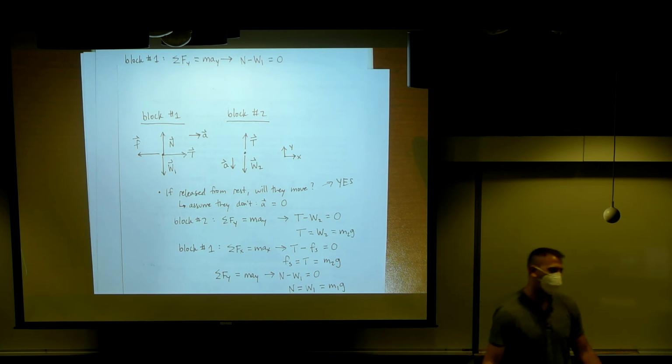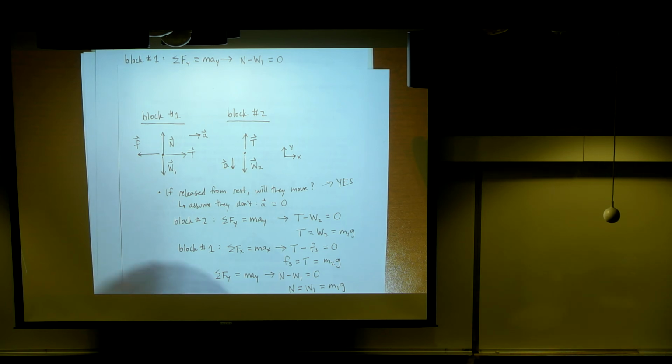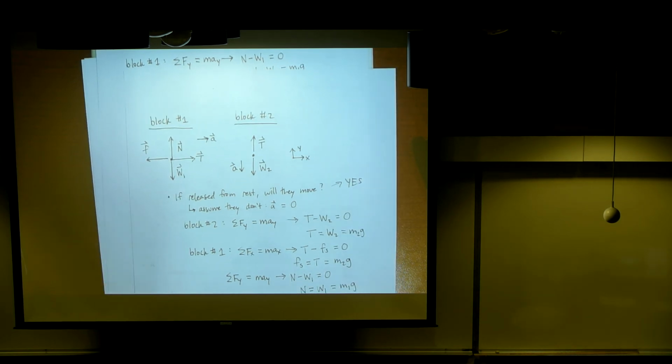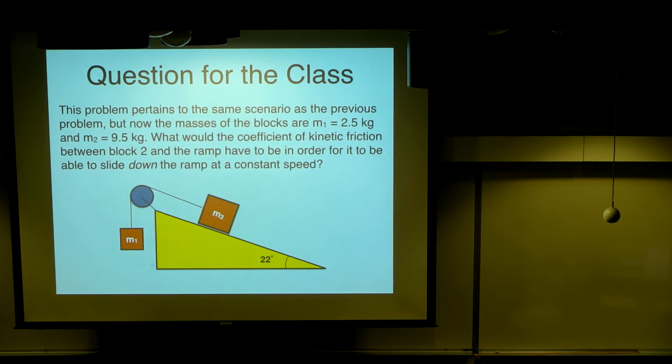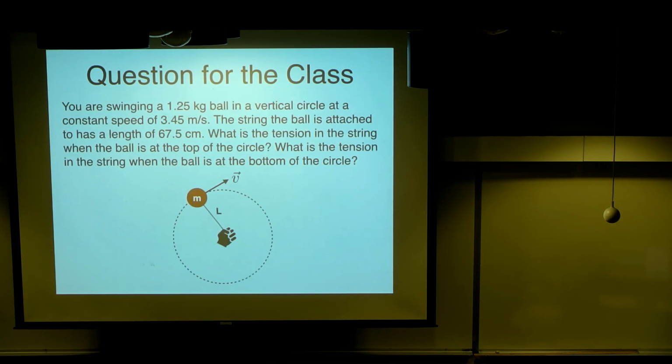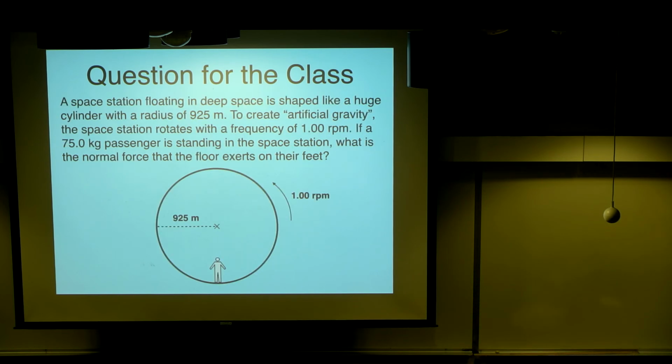All right, so that was kind of a long one. Any questions on this? All right, I want to get to at least one circular motion problem. That's definitely going to come up. We did this one more or less in class. The numbers are slightly different here, but I think we've seen that example. Here's a different example.